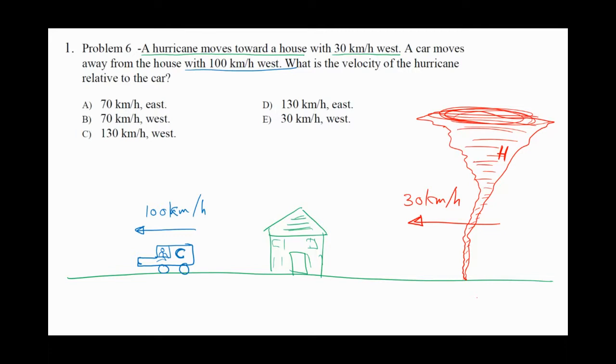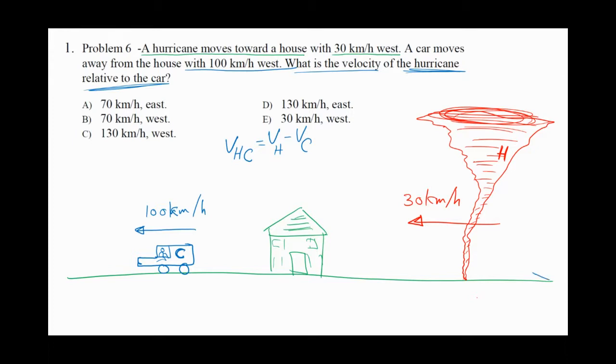So what is the question? What is the velocity of the hurricane relative to the car? The object relative to the observer. So you need to find V of hurricane relative to the car, which is VH minus VC. Before you answer this question, we are dealing with velocities, not speeds.